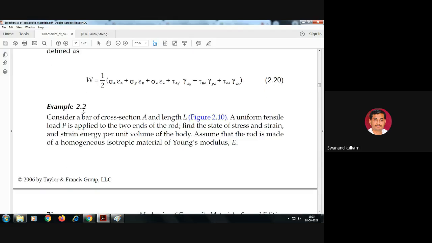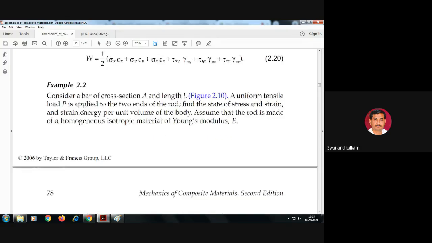Before going further to other kinds of materials, we are repeatedly using the words isotropic, transversely isotropic, monoclinic, orthotropic, and anisotropic. For each and every category, how these stress strain relationships are forming if the material is monoclinic or transversely isotropic, that is a very interesting part, and we are going to understand it in the coming lectures.